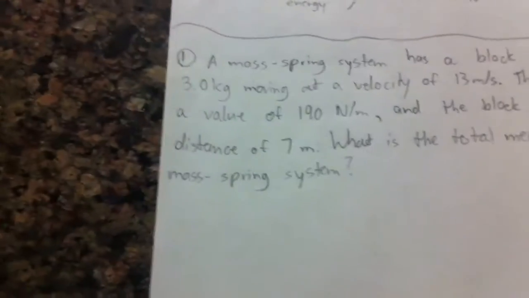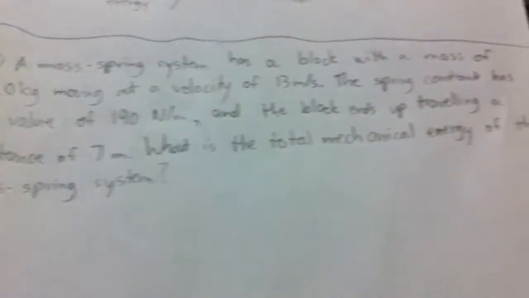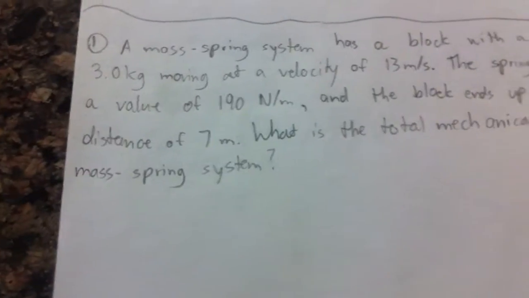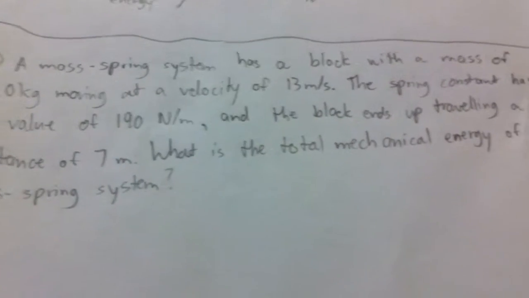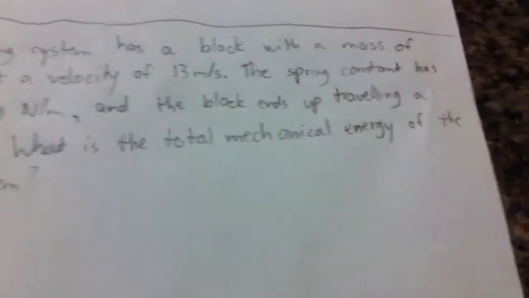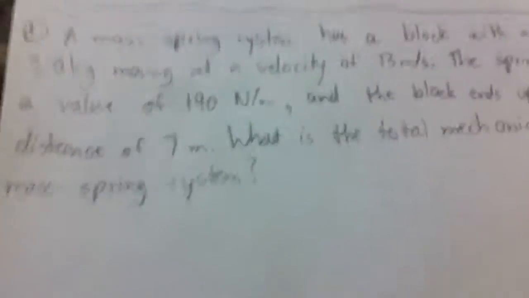A mass spring system has a block with a mass of 3 kilograms moving at a velocity of 13 meters per second. The spring constant has a value of 190 newtons per meter, and the block ends up traveling a distance of 7 meters. What is the total mechanical energy of the mass spring system?